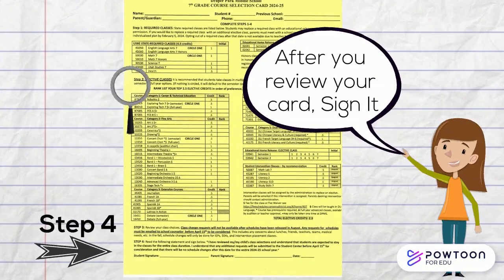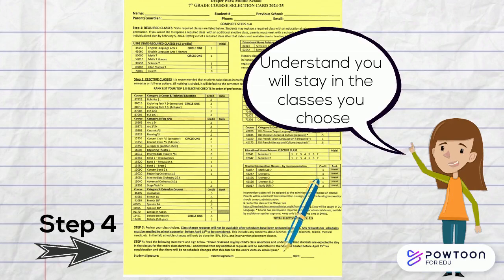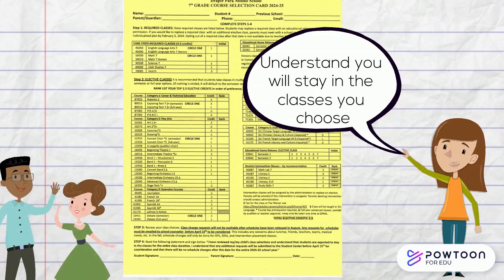After you have reviewed the card, sign it. That's step 4. Signing your card says that you've reviewed the registration and agree to stay in the classes you selected. It also says that you understand that there are no schedule changes after you receive your schedule in August. You will also need to have your parent or guardian sign your card too.